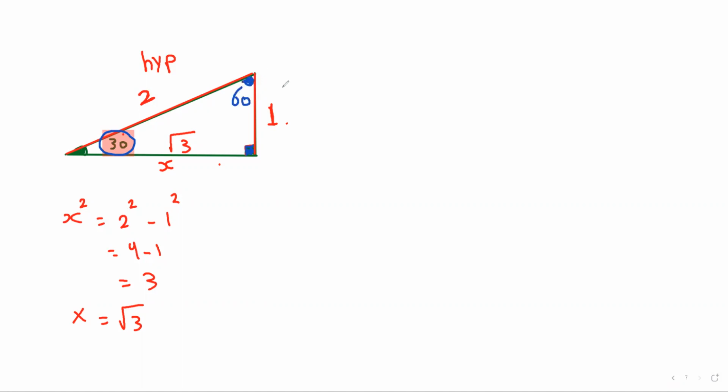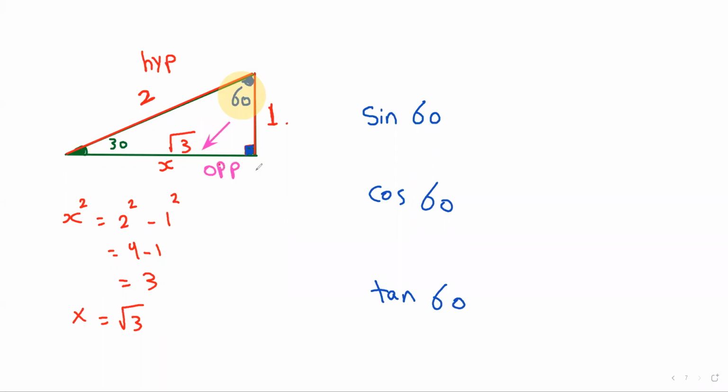Okay. If we want to find sine 60, cosine 60, and tan 60, determine the angle we are talking about. We are talking about this angle 60. Okay. So in this case, determine the opposite to 60. This side is the opposite to 60. And 1 in this case is the adjacent to angle 60. And 2 is the hypotenuse.